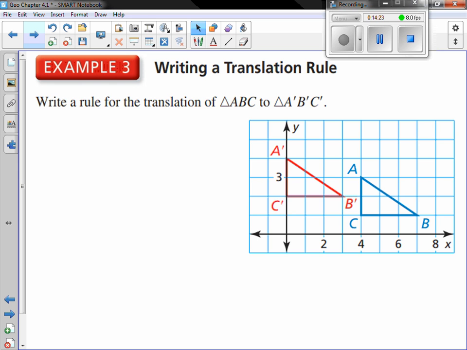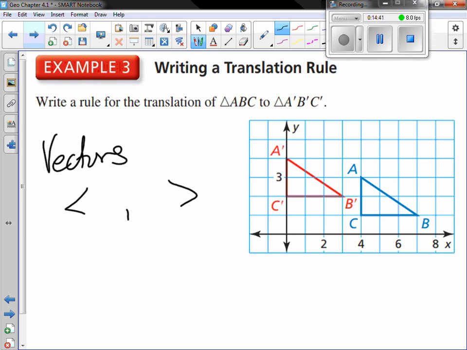Let's write a rule. Now that we've gotten comfortable with moving the shape by a vector, let's actually write a rule for it. And as we've been working, we've been dealing with vectors. So if I want to describe how something moves, I'm going to use a vector.